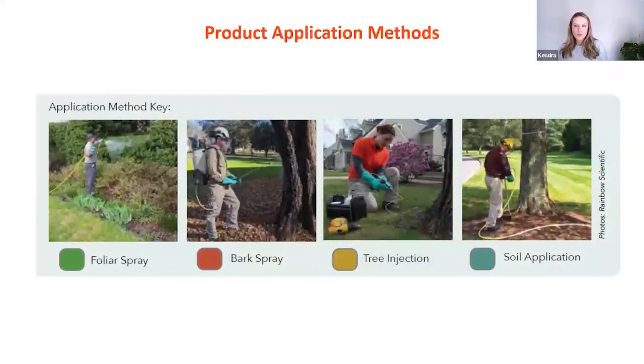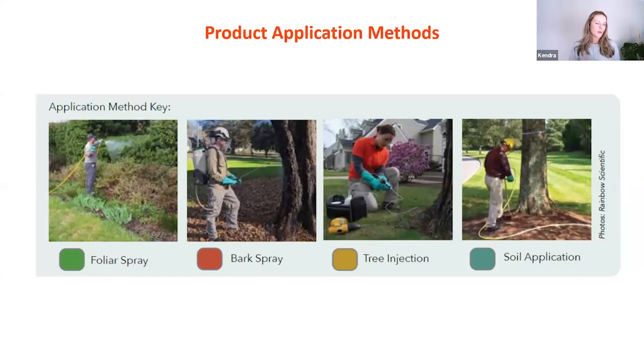And what happens is the insect then stops feeding and then dies from there. Before hopping into some of our different management options in terms of chemical control or chemical applications, I want to go over the four main application methods just so that we're all on the same page. The first one being a foliar spray.